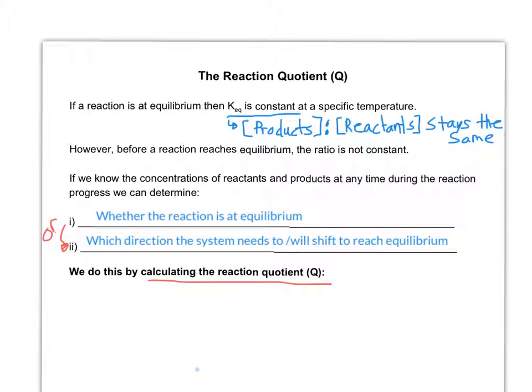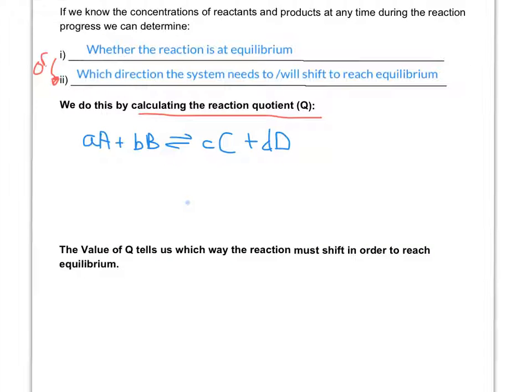We do this in a very similar way to what we established yesterday when we talked about calculating K equilibrium. I'm going to show you the formula using the same pretend reaction: little a, capital A, plus little b, capital B, reacts to produce little c, capital C, and little d, capital D. Remember that the small letters are our reaction coefficients, and the big letters represent our actual compounds. Our formula for reaction quotient is exactly the same as the K equilibrium formula.